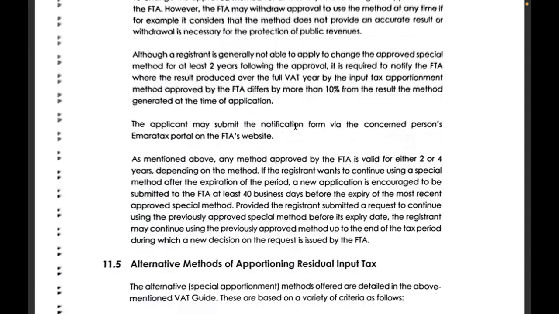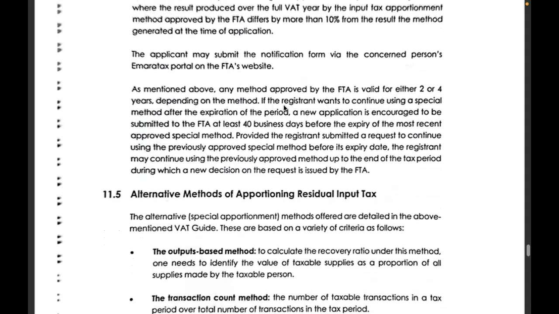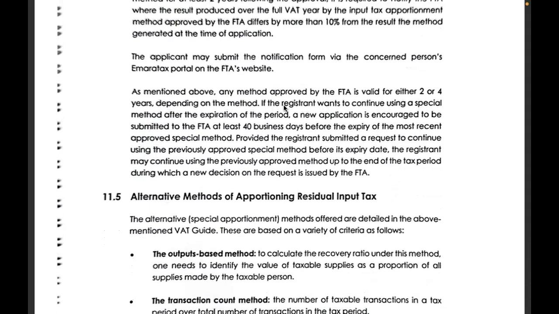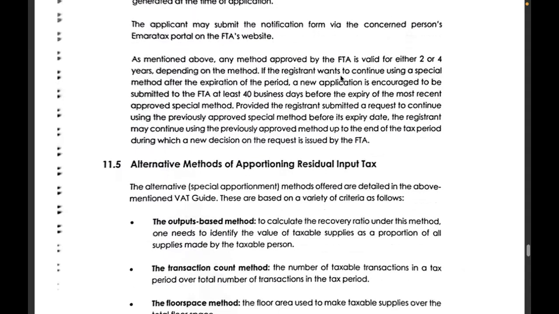The applicant may submit the notification form via the concerned person's Imara tax portal. There's a notification form provided in the Imara tax portal, and that notification form has to be filled and FTA has to be informed. As mentioned above, any method approved by the FTA is valid for either 2 or 4 years, depending on the method. If the registrant wants to continue using a special method after the expiration of the period, a new application is encouraged to be submitted to the FTA at least 40 business days before the expiry of the most recent approved special method.